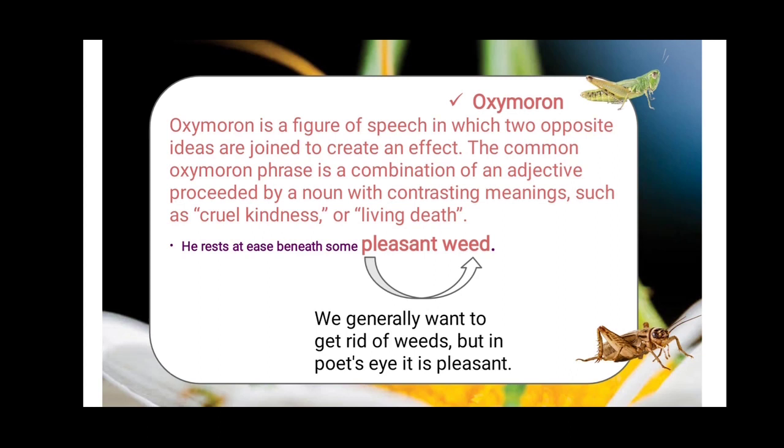Oxymoron. Oxymoron is a figure of speech in which two opposite ideas are joined to create an effect. The common oxymoron phrase is a combination of an adjective preceded by a noun with contrasting meanings, such as cruel kindness, or living dead. Look at the line, "He rests at ease beneath some pleasant weed." Pleasant weed. We generally want to get rid of weeds, but in the poet's eye, it is pleasant. So, it is an example of oxymoron.